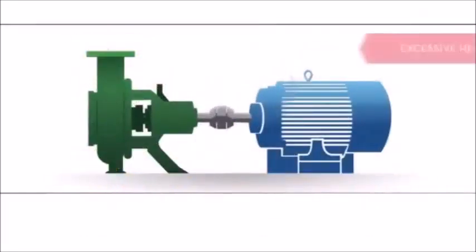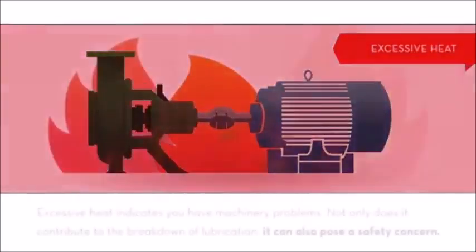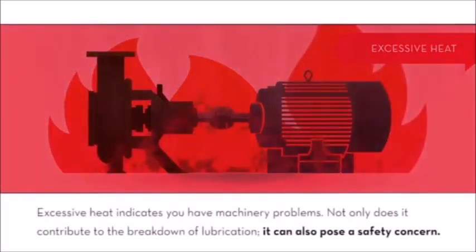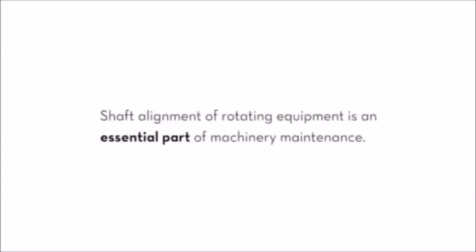And number 5, excessive heat. Excessive heat indicates you have machinery problems. Not only does it contribute to the breakdown of lubrication, it can also pose a safety concern. Shaft alignment of rotating equipment is an essential part of machinery maintenance.